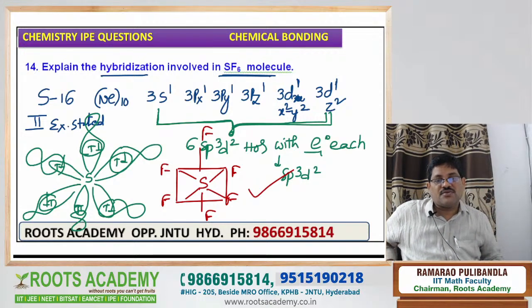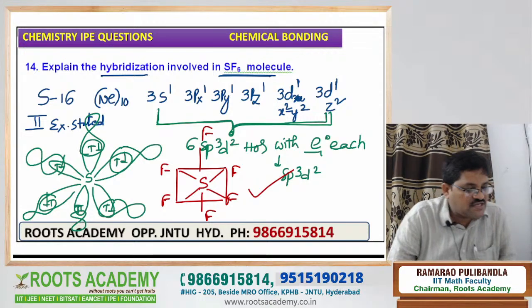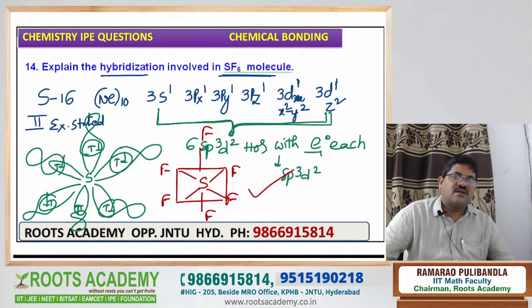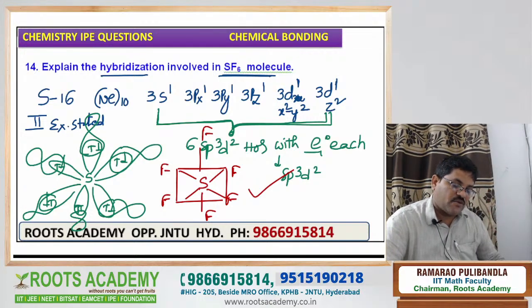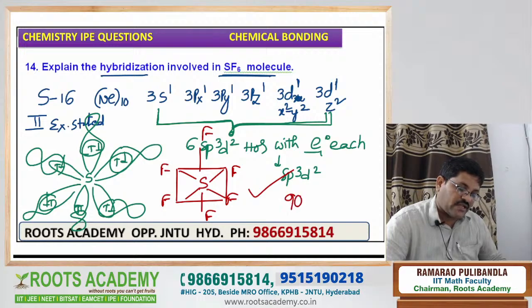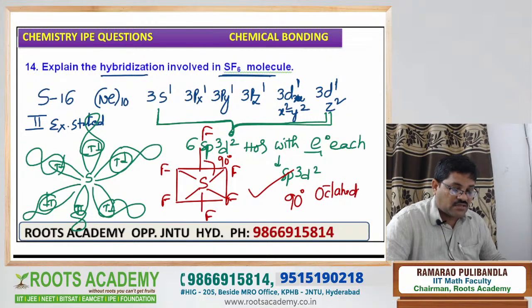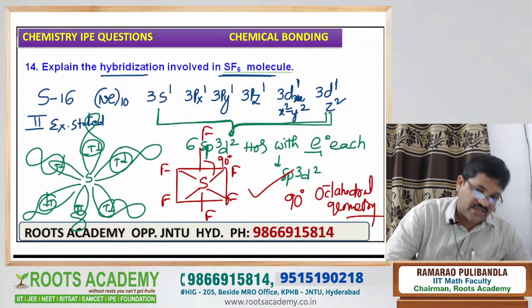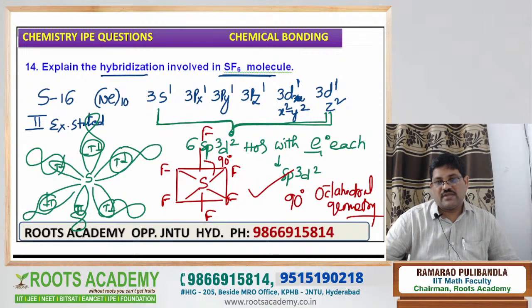Thank you very much. Have any doubts? Please tell me, have any doubts? Clear what I am saying? So this is the complete explanation of octahedral geometry. Here the bond angle is 90 degrees between the bond pairs. So the geometry is called octahedral geometry. We write octahedral geometry. Understood what I am saying? Right. Very good. So thank you very much.